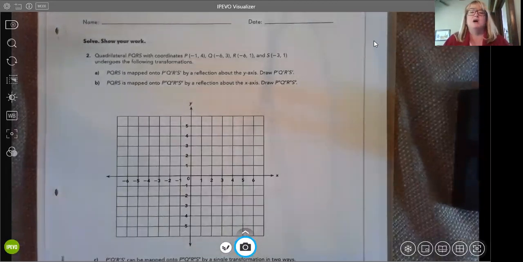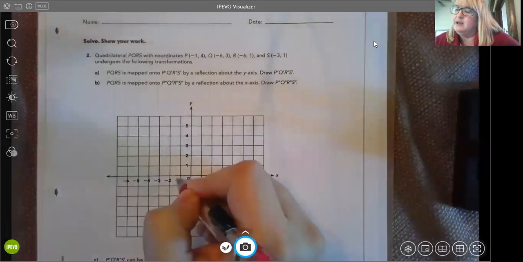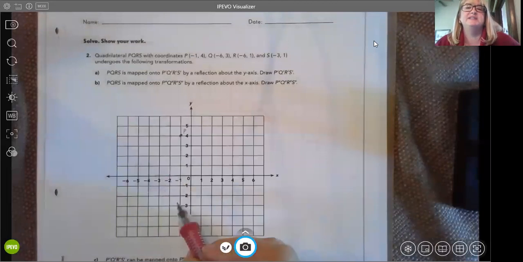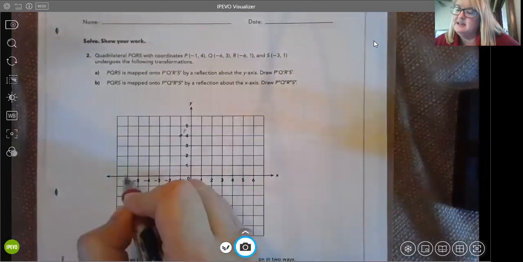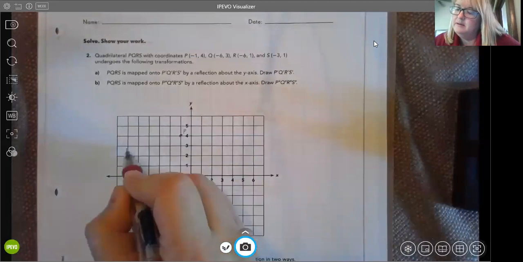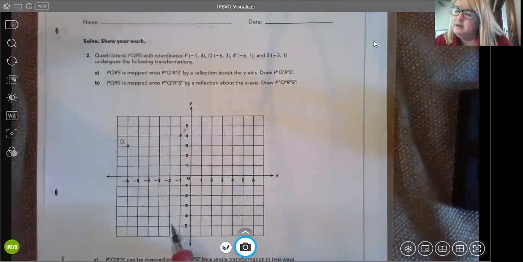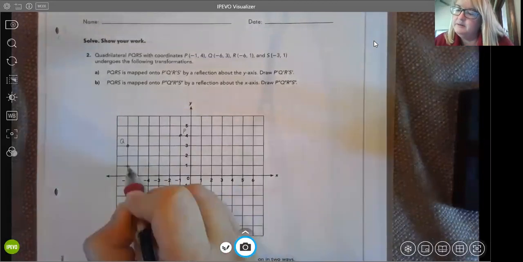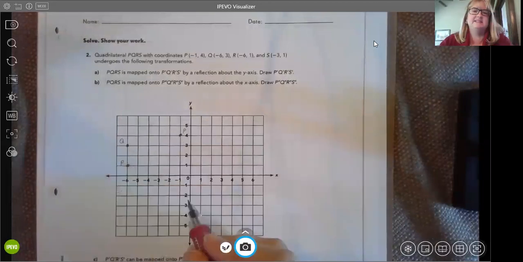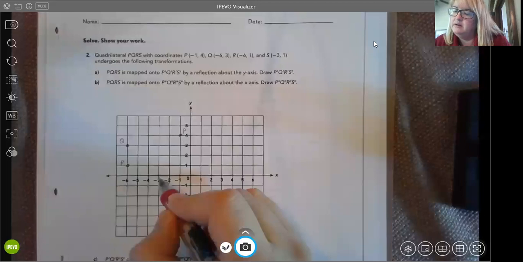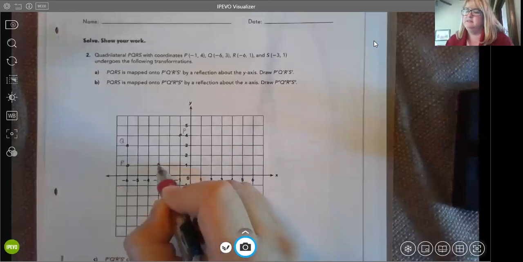Let's go ahead and draw our original quadrilateral, PQRS. P is at -1, 4. So we're going to go back 1, up 4. That's P. Q is at -6, 3. So go back 6, up 3. This is Q. R is at -6 and 1, which is here. That's R. And S is at -3, 1. -3, 1. All right.